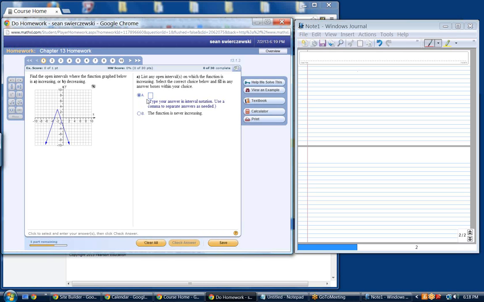So we need left paren. Can I use the paren on my keyboard? Yeah. Negative infinity.